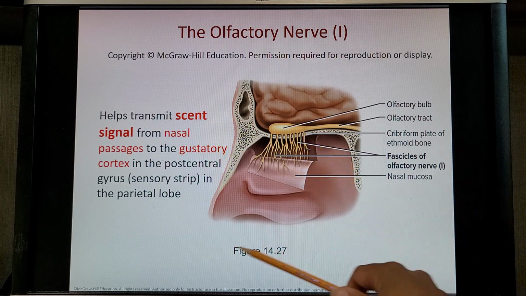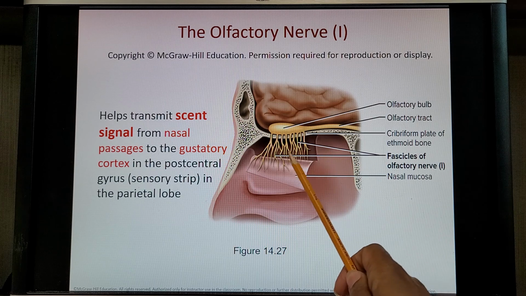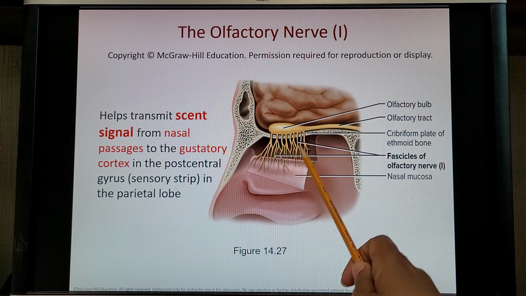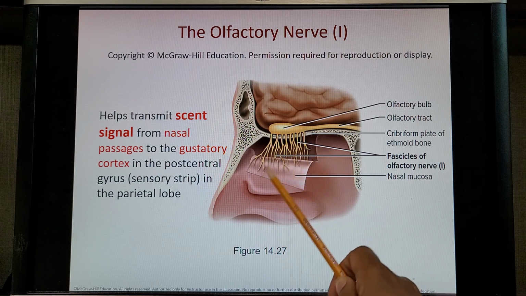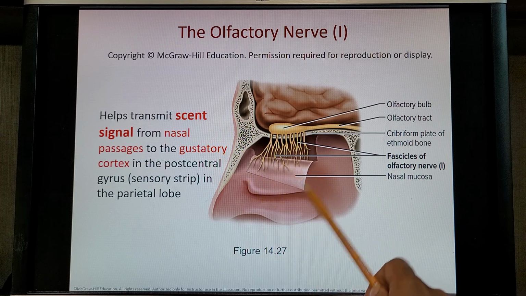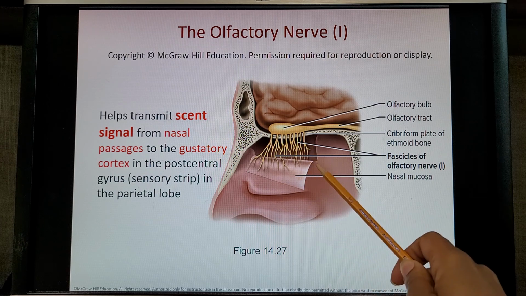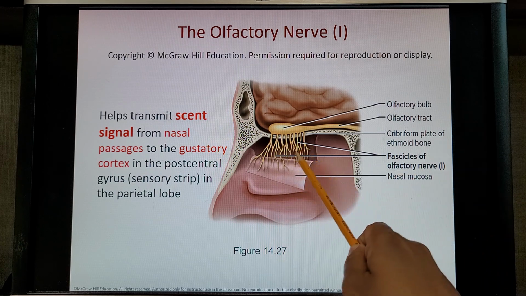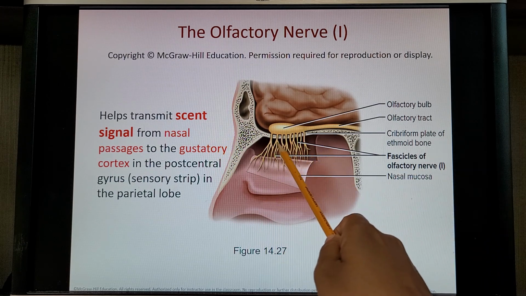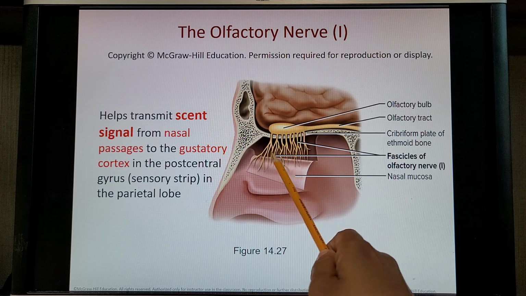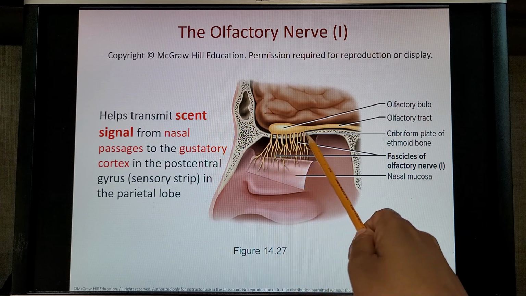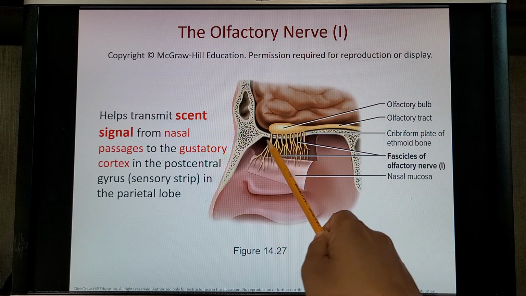Here we have our nasal passages. So we have the neurons here, our olfactory nerves, the nerve endings which are exposed to the outside environment. They receive and they detect whatever you breathe in. That detection goes through those little cribriform foramina that are on the ethmoid bone.